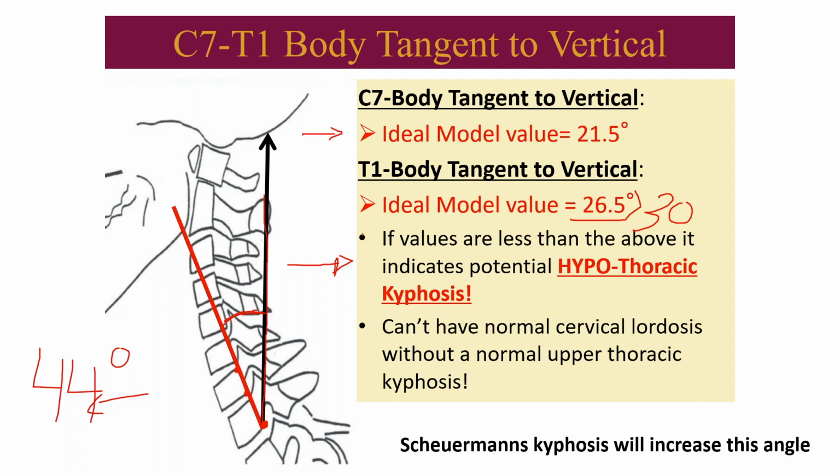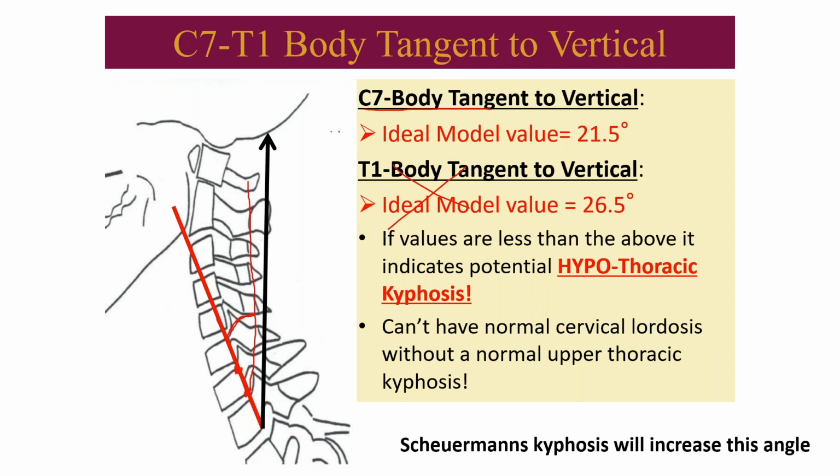Now, Dr. Yuri, the question, and I kind of mentioned that you can also use this as an indirect measurement. Let's say I could not see T1 on my x-ray. So I'm going to use C7 tangent to vertical. So here are the dots. I put an inferior dot at C7. I put a top dot at C7. I draw that line behind the body of C7. I take a vertical line and I draw it straight up. I measure this right here.